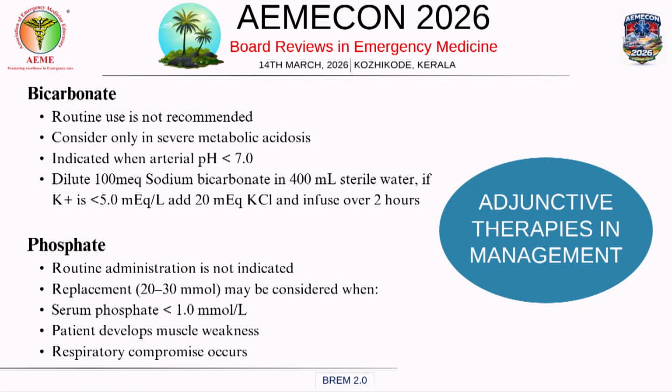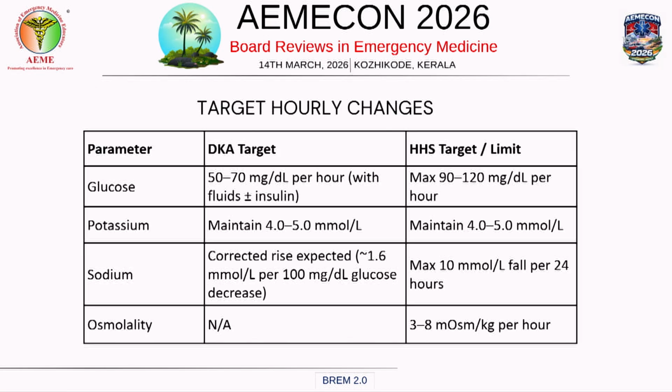Phosphate, again, routine administration is not indicated. Replace if the serum phosphate is less than 1, or if the patient is symptomatic, has respiratory compromise, or develops muscle weakness. In that case, we can consider supplementing phosphate as well. They target early changes. In DKA, the glucose reduction should be 50 to 70 milligram per deciliter, and in case of HHS, 90 to 120 milligram per deciliter. The potassium, again, in both, has to be maintained between 4 to 5.